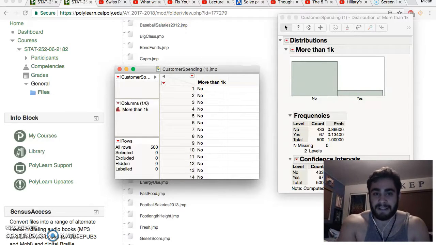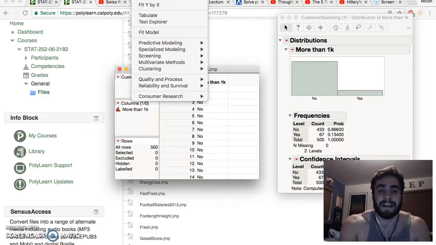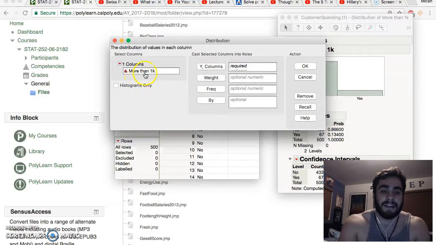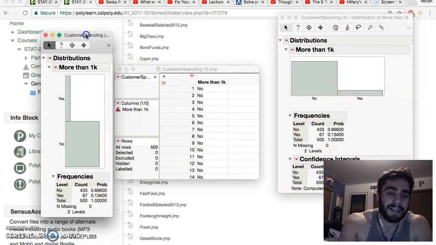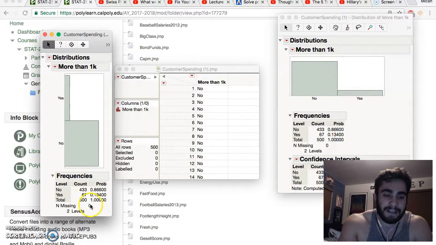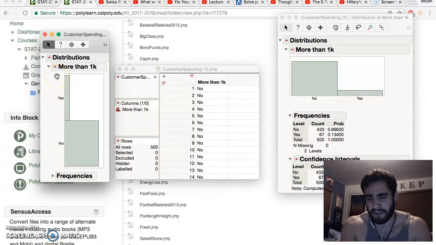And what you want to do with this data is go into Analyze, go into Distribution, take the more than 1K and put it in your Y columns, hit OK, and then you're going to get this histogram and some frequencies. You don't need this right now, or not at all for this problem really.